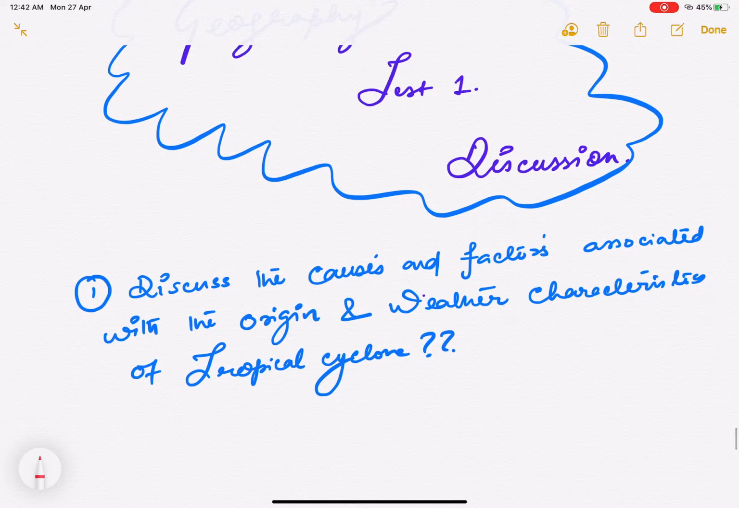Now, the first question was: discuss the causes, the factors associated with the origin and the weather characteristics of the tropical cyclone. If I have to attempt this question, first of all, I need to take down the keywords. Now, what are the keywords? It says the causes and the factors associated with the origin of the tropical cyclone and the weather characteristics of the tropical cyclone.